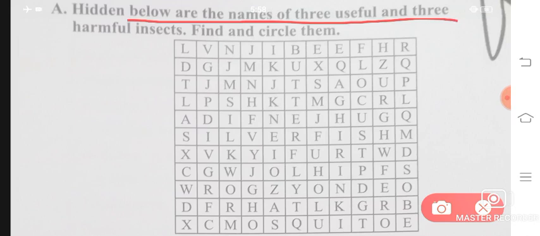Hidden below are the names of 3 useful and 3 harmful insects. Find and circle them. There are 3 useful and 3 harmful insects. We have to find them and circle them. Number 1 is your bee. So here is your bee. Below we will write how they are useful or how they are harmful. We will write that below. Then comes your mosquito. Here is mosquito.